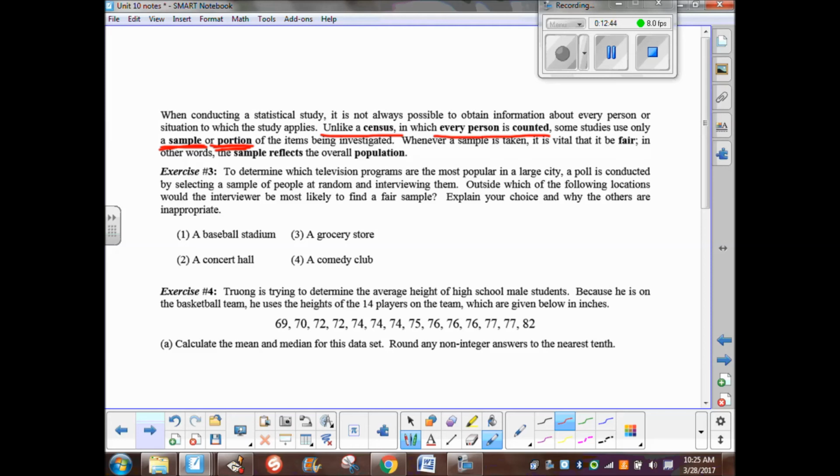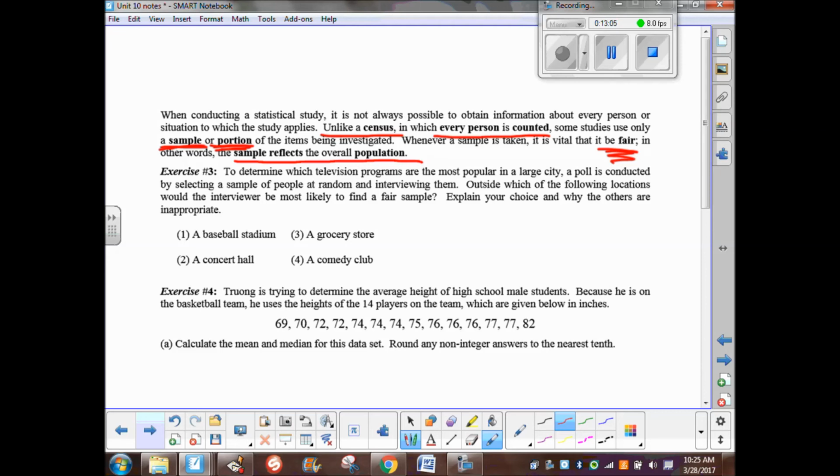Whenever a sample is taken, it is vital to be fair. In other words, the sample needs to reflect the overall population. So we don't want bias in our selection for our sample. We want it to represent all.